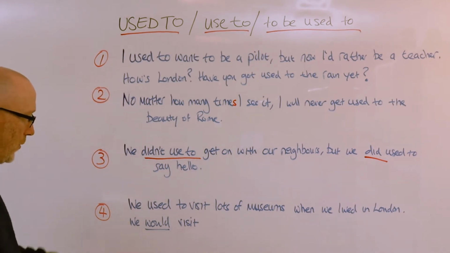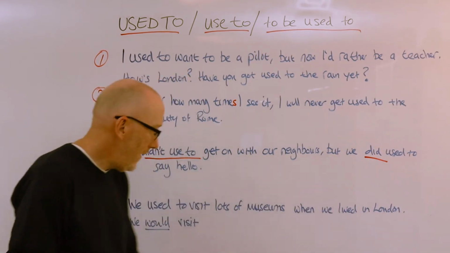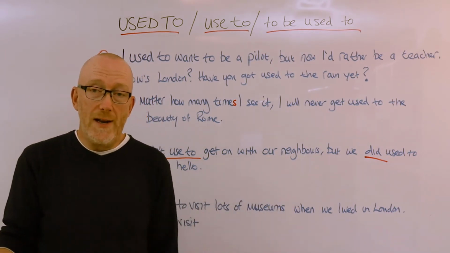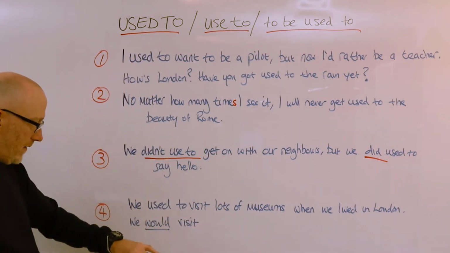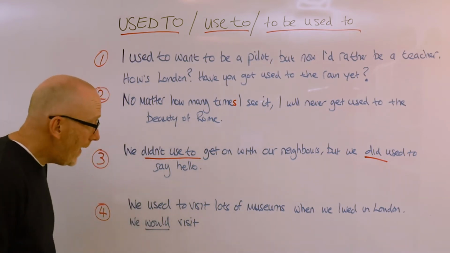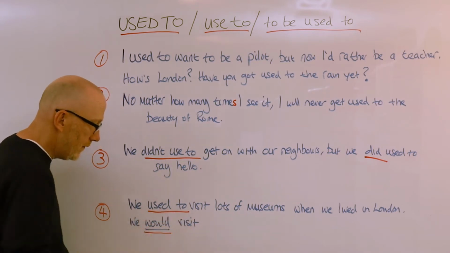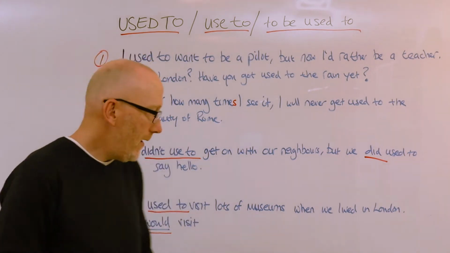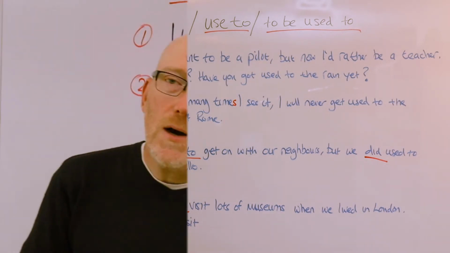Finally, we used to visit lots of museums when we lived in London. We don't live in London anymore, so we don't visit lots of museums in London. Now in this instance, this is describing a past habit, and you can actually replace used to with would. We would visit lots of museums when we lived in London. Okay, so used to can also be describing past habits.